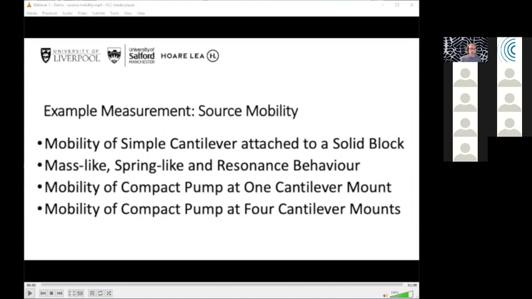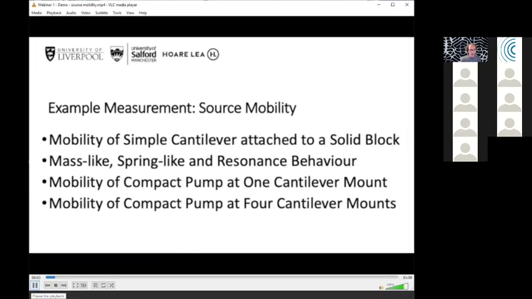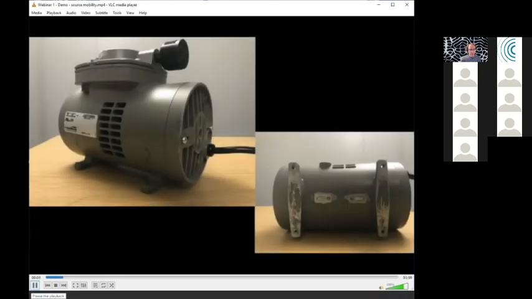And to extend this, we're going to attach a piece of metal so that we have a cantilever that could represent the fixing point on the machine. And that will allow us to measure the mobility and consider the mobility in terms of mass-like, spring-like, and resonance behavior. And we're then going to look at measuring the source mobility of a compact pump at its different mount points. So let's just have a quick look at that pump, which is what we're trying to measure the source mobility. So here's an image of that source pump from different angles.